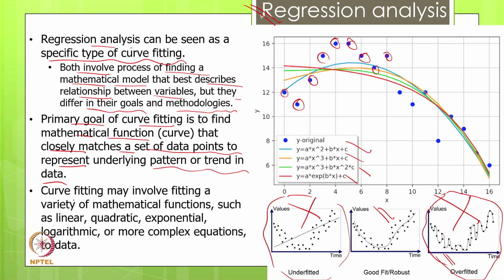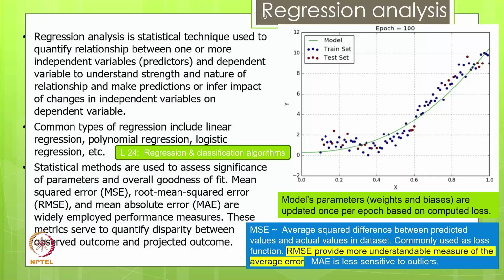But in machine learning, we will be doing some sort of validation and testing also. Curve fitting may involve a variety of mathematical functions. We already showed a polynomial, an exponential. It can be linear, quadratic, exponential, logarithmic, or any other complex function. So we try to do regression modeling and include a number of mathematical functions. Again, as I mentioned, in the regression curve fit method we mostly use all the data to train. We don't do validation or testing, while in machine learning we do those things. That has been shown here.